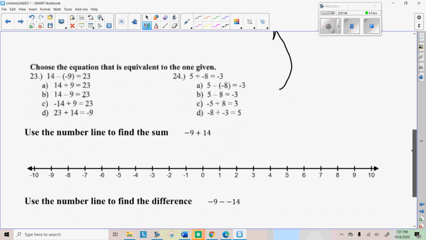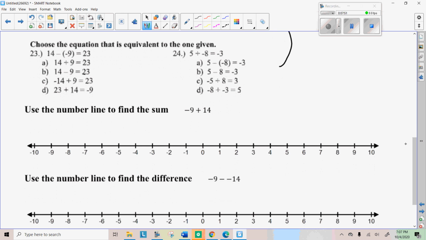All right. To use a number line to find the sum, we're going to start at -9 down here. So we'll just put a dot there. And since we're adding, we're going to face the right. So I'm just going to use a little arrow for the way I'm facing. And if I was adding a negative, I would go backwards. So I would go this way. But if I'm adding a positive, I go this way.